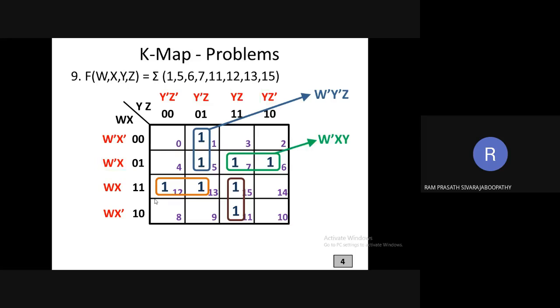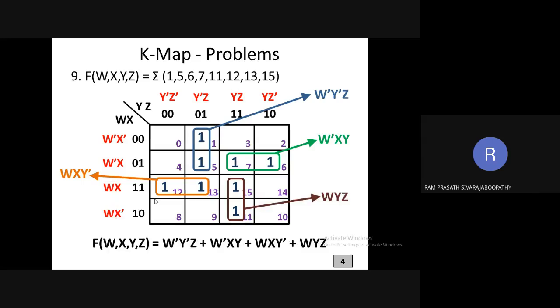Okay. Next. What about the expression for the next grouping? What about the expression for the group in orange color? WXY bar, very good. WXY bar. What about the last one in brown color? Kindly try to answer. Yes, very good, Soumya Ravi. WYZ. All of you are correct. Okay, WYZ. That's correct. Fine.